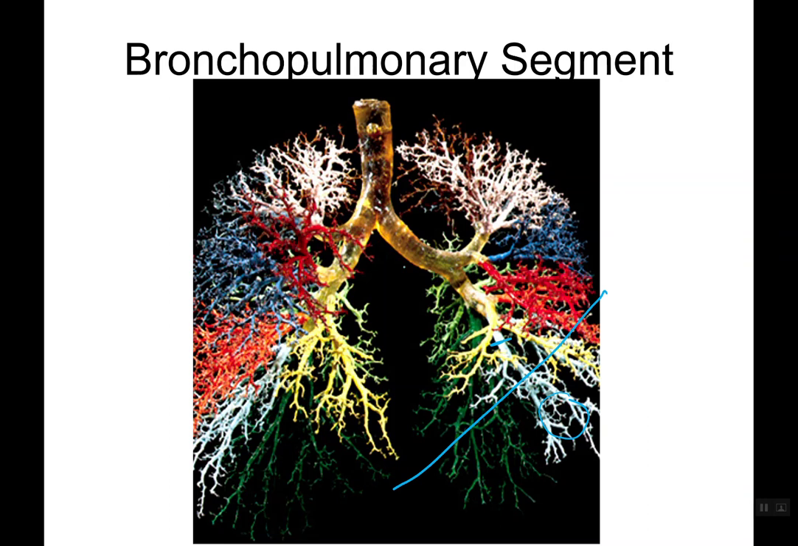But you can see this is a primary bronchus. Here is the corresponding secondary bronchus. And then off of that, there's a third. And here's a third, etc.